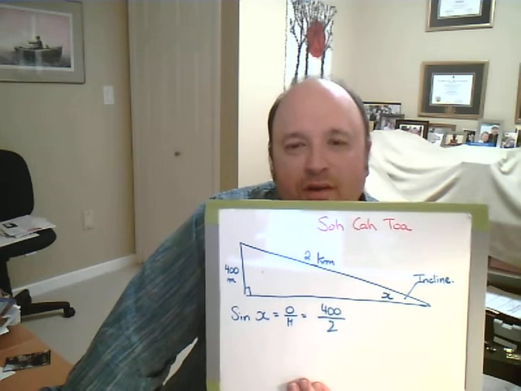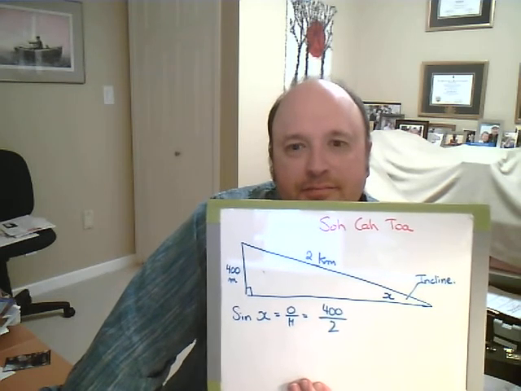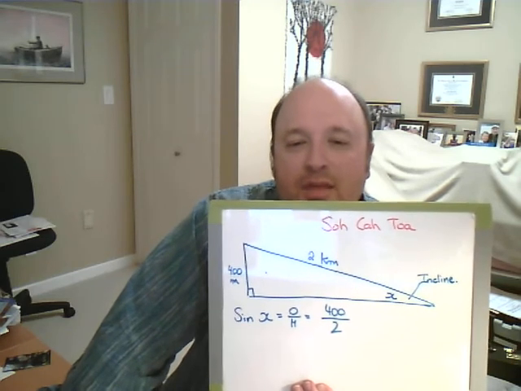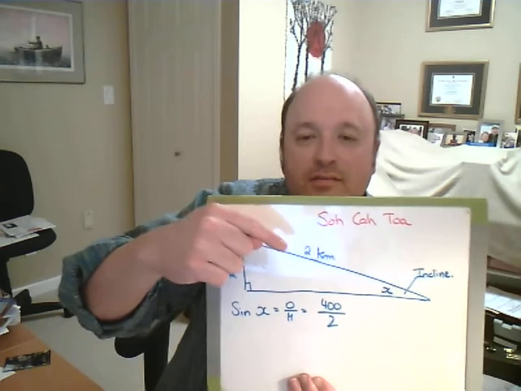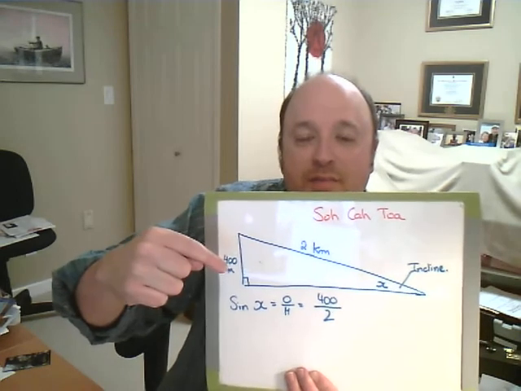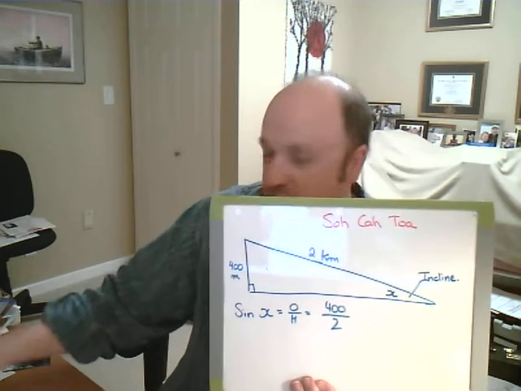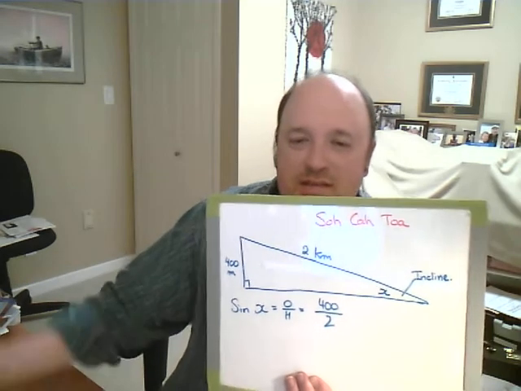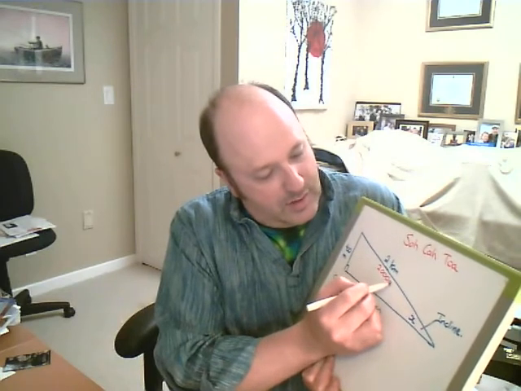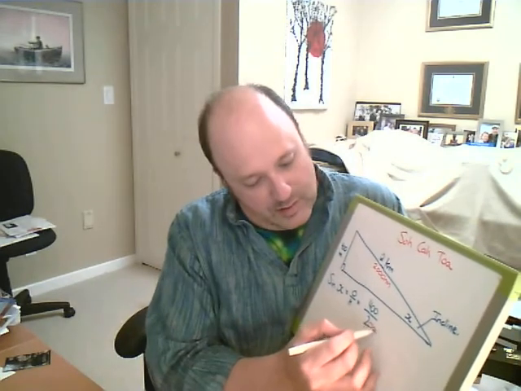Pause it if you can't find it and see what you can find out what I did wrong. Okay, I'll tell you. The units are not the same. This is in kilometers and this is in meters. So you're going to have to change them to have the same units. That's easy. 2 kilometers, that's 2,000 meters. And so this should really be 2,000.